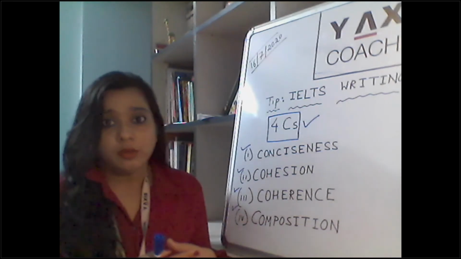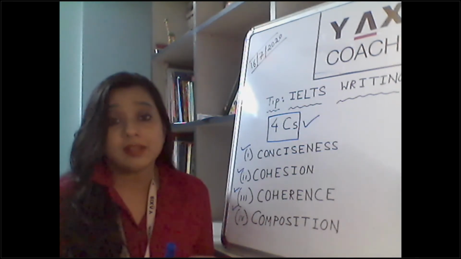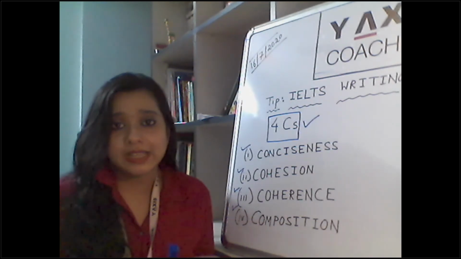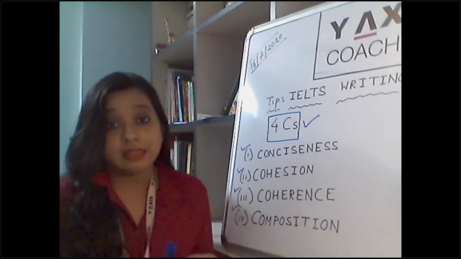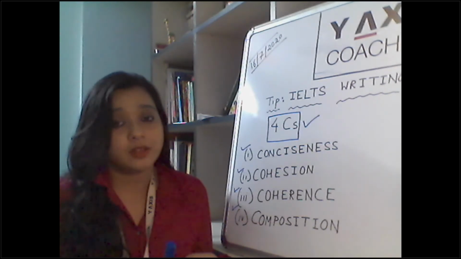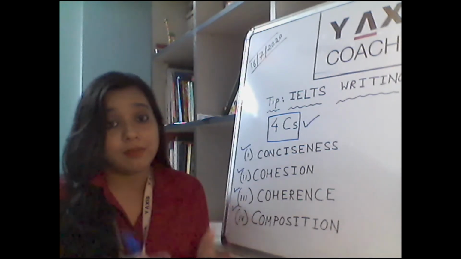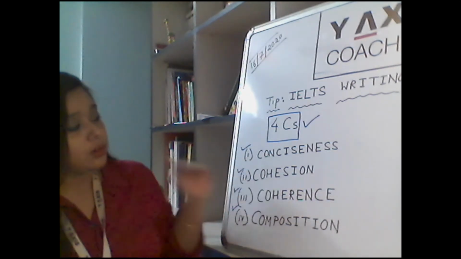Now the question will arise, so how long should a sentence be? My answer to this question would be, a sentence should have at least 8 words. Otherwise, it is too short a sentence. And at the most, 15 words. Otherwise, it is too long a sentence. So try to strike a balance. That is very important. Now, the next one, cohesion.